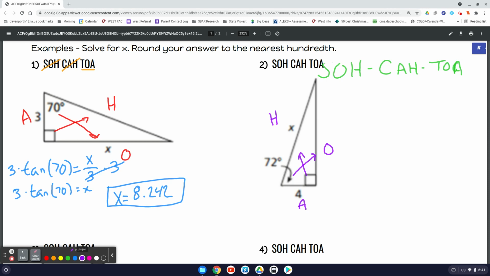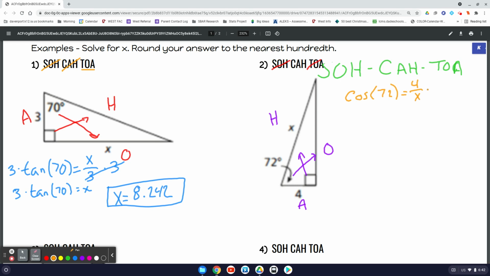Okay? Well, looking at this problem, the side that is completely blank is my O. So just like in problem 1, I cannot use any trig ratio that has the opposite. It's not going to be helpful. Meaning I can't use sine because it has the O. I can't use tangent because it has the O. So the only one left is cosine. So cosine of 72 degrees equals adjacent over hypotenuse, or 4 over x.